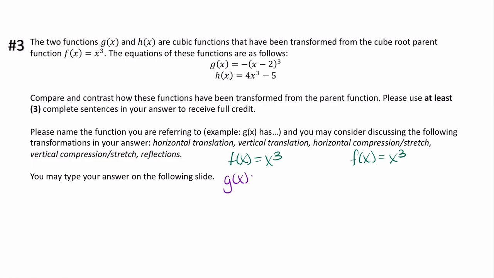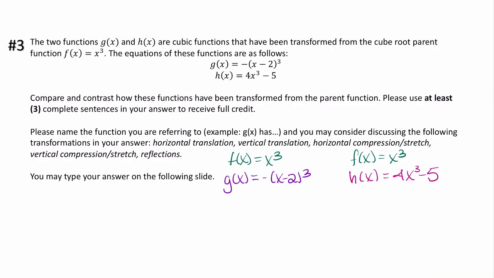g of x equals negative (x minus 2) cubed. And then my other transform function is h of x equals 4x cubed minus 5. Okay, so now let's think about it. The key here is to figure out if we have values of a, b, h, or k that have been added into our equations.